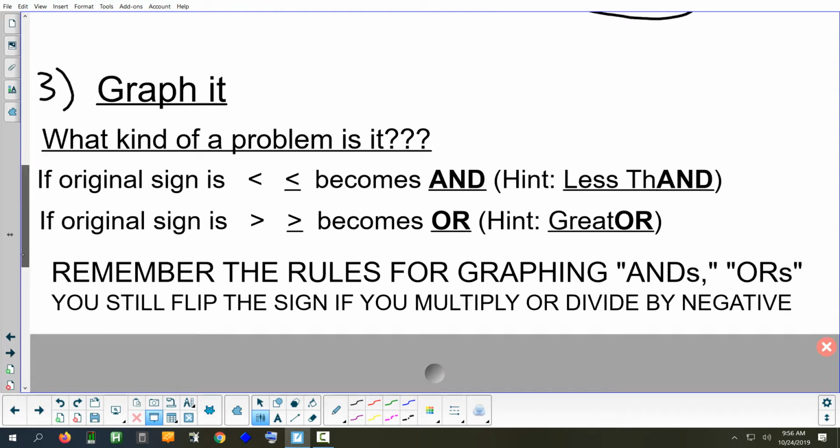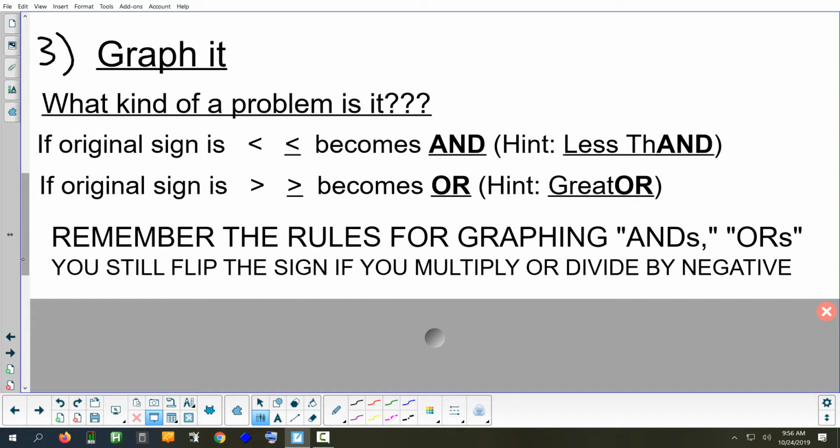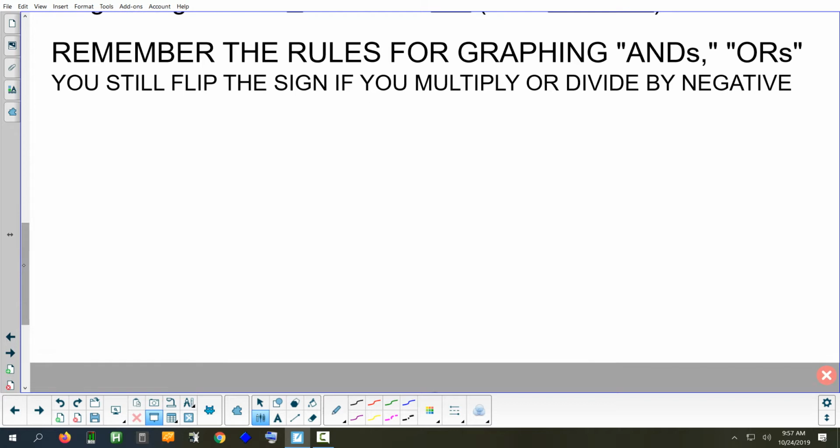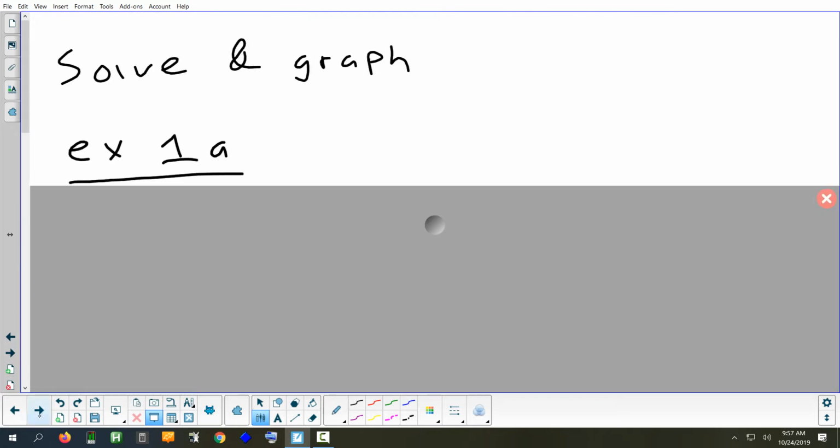Now, you guys already have this on your guided notes, but don't forget the rules for graphing ands and ors. Ands usually point at each other. You shade between. Ors usually go in the opposite direction. We did that yesterday. Also, if you ever multiply or divide by a negative, that rule still applies. You've got to flip the sign. That rule doesn't go away. It's there all the time. Now, let's take a look at an example.